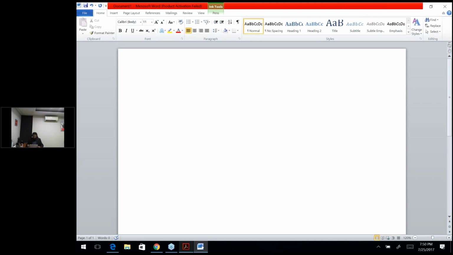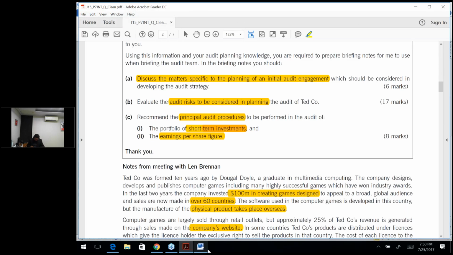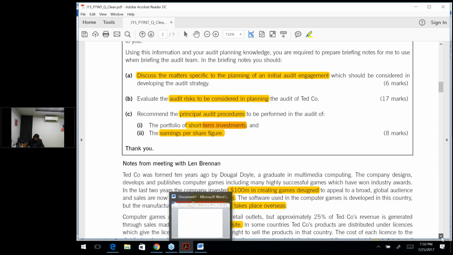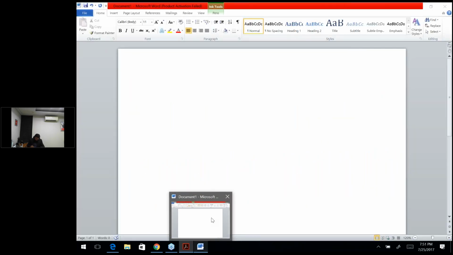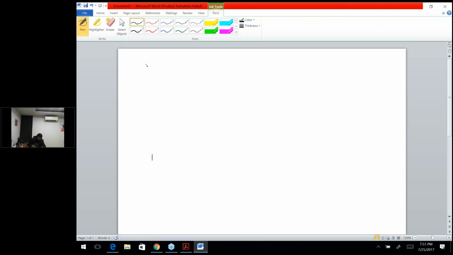Okay, let's discuss the various audit procedures. Number one of them is the portfolio of short-term investments. When we talk about the portfolio of short-term investments, we need to think what could go wrong. The risk pertaining to these short-term investments, you need to think what could go wrong.